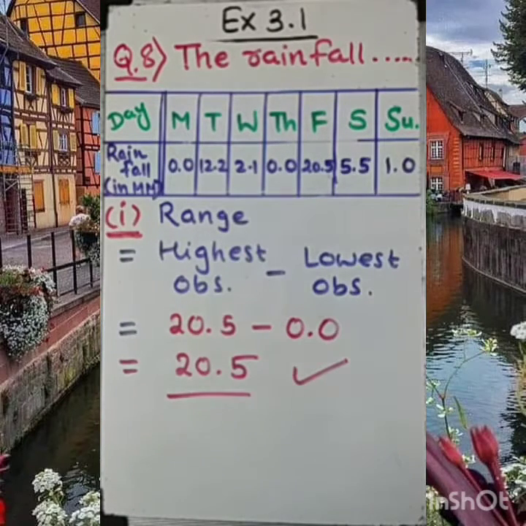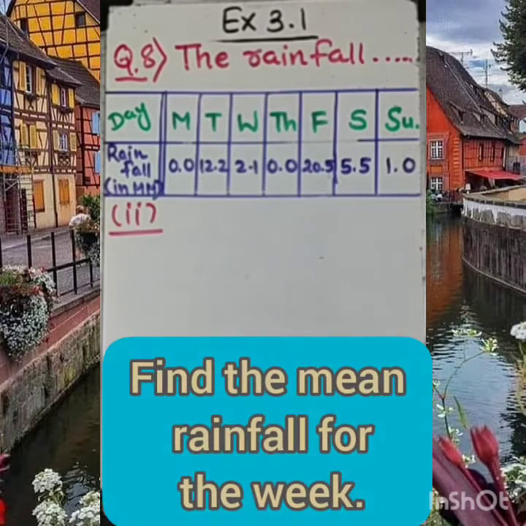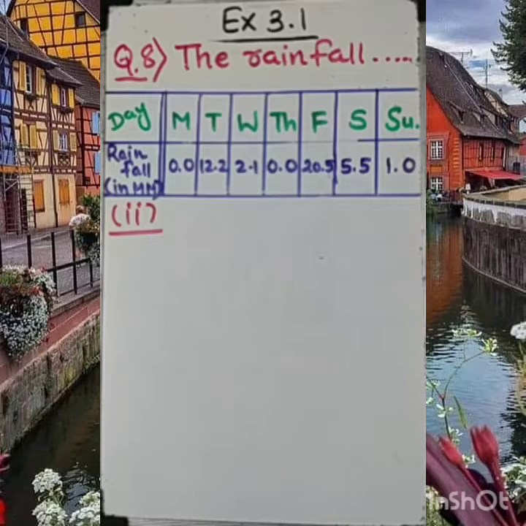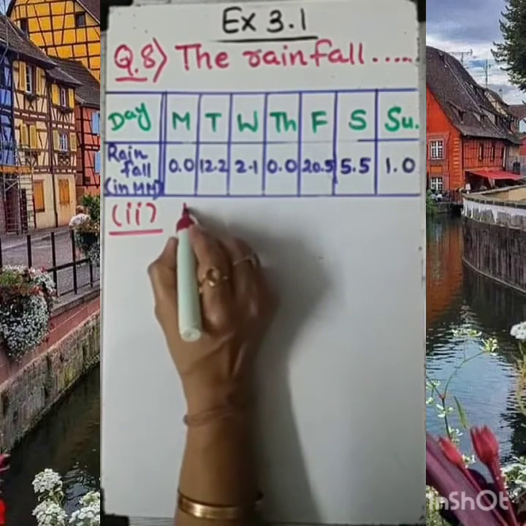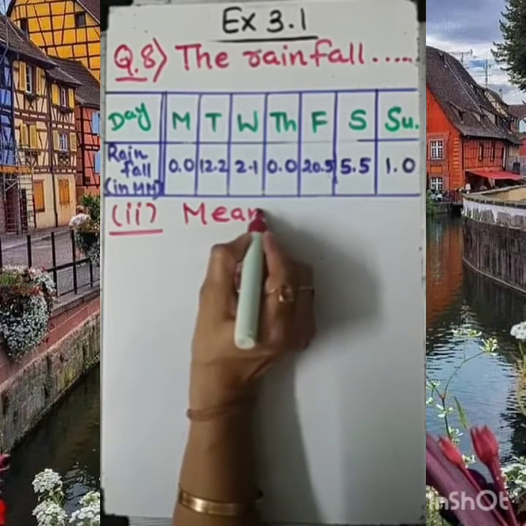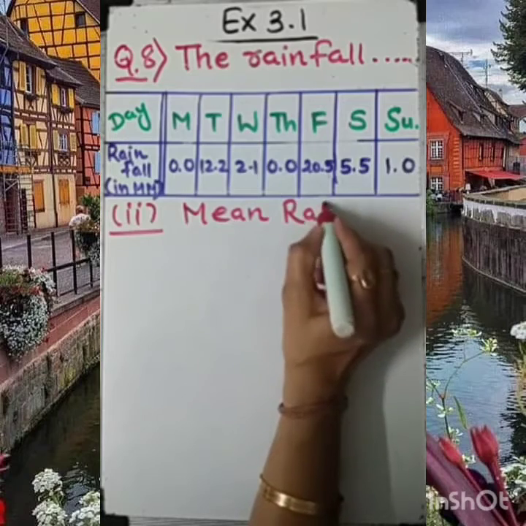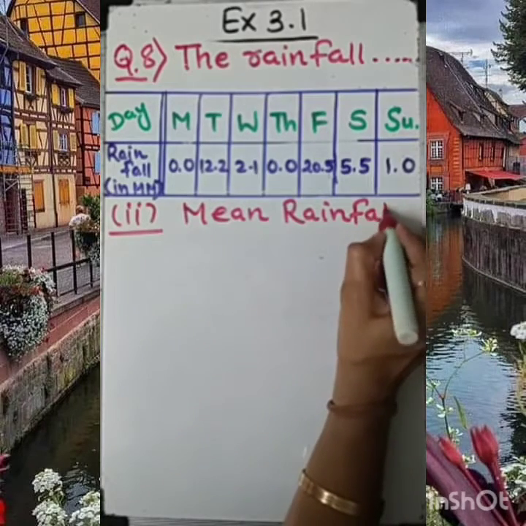This is the range of the given data, and this is the solution of the first question. Now let's work out the second. So my dear student, in the second question, we are asked to find the mean rainfall for the week. Let's have the solution for the second. We need to find the mean rainfall in a week.